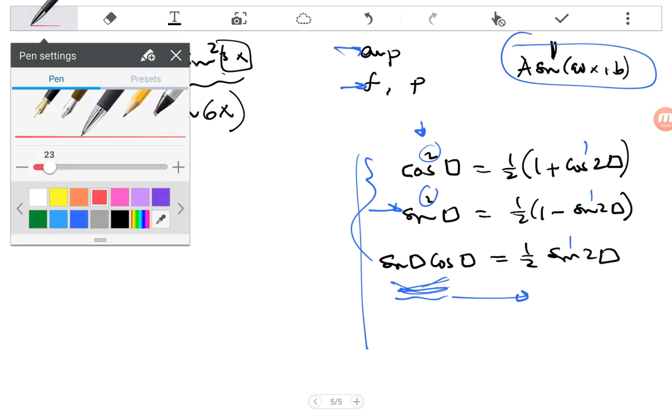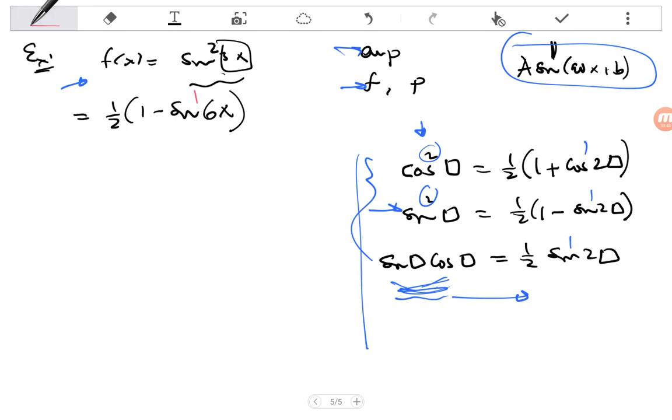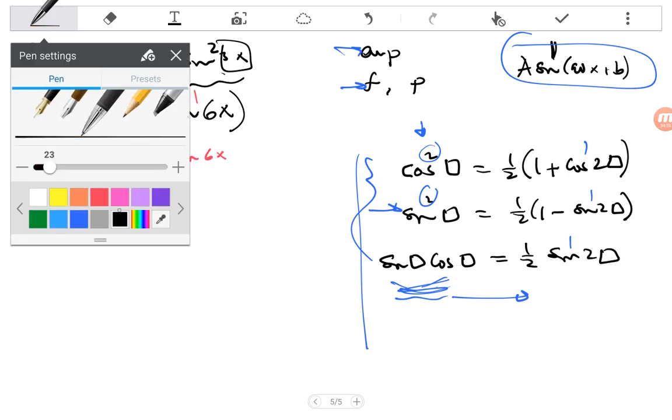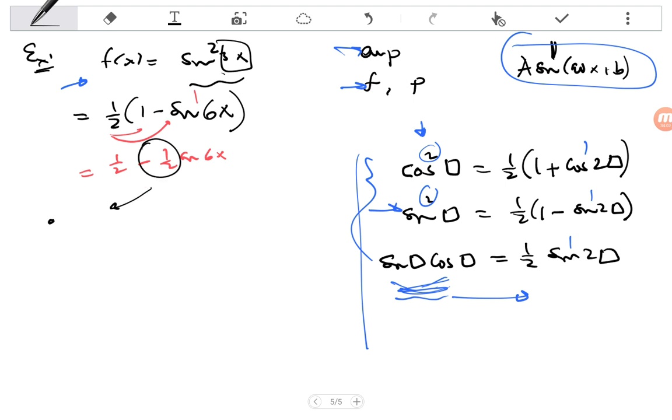Now this is in the standard form, sine power 1. Now I can find all the characteristics that I need. What is the amplitude in this case? Half, yes. I will distribute this to be half minus half sine 6x. So the amplitude will be the absolute of negative half, which is exactly half.